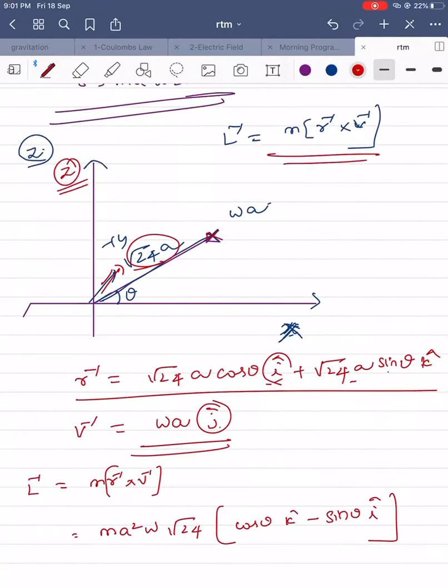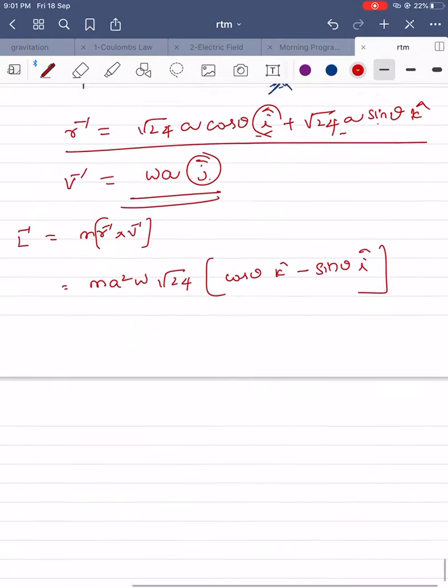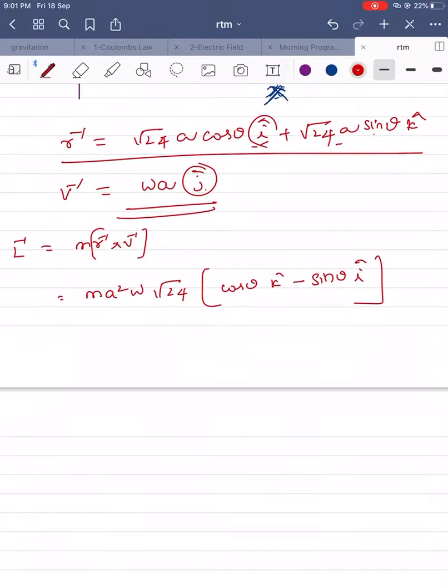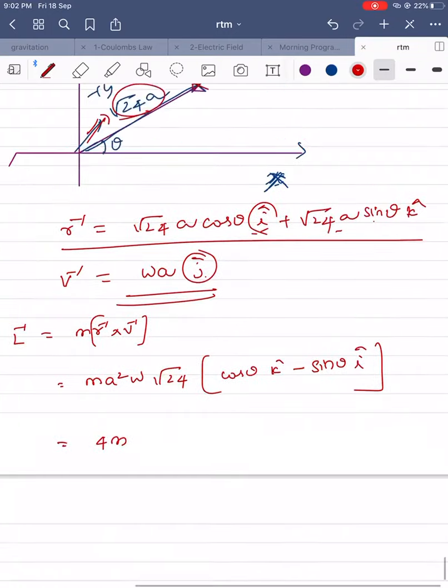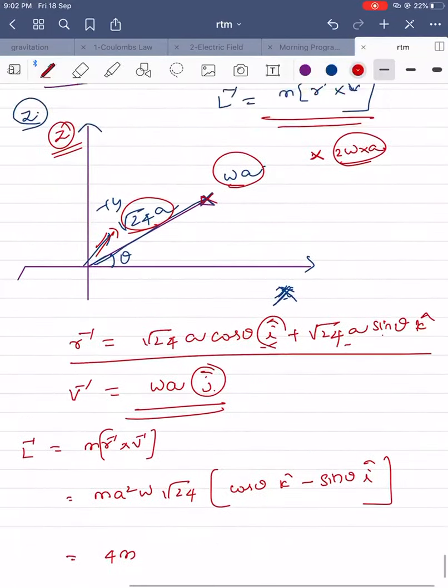Okay, this is for one mass only, with velocity omega into a. Similarly, there is one more mass. What is the value of this? 2 omega into a. If we write the same expression for this, the same expression you will get, but instead of mass m, the mass is 4m. Okay, if you wish to do, you can do.